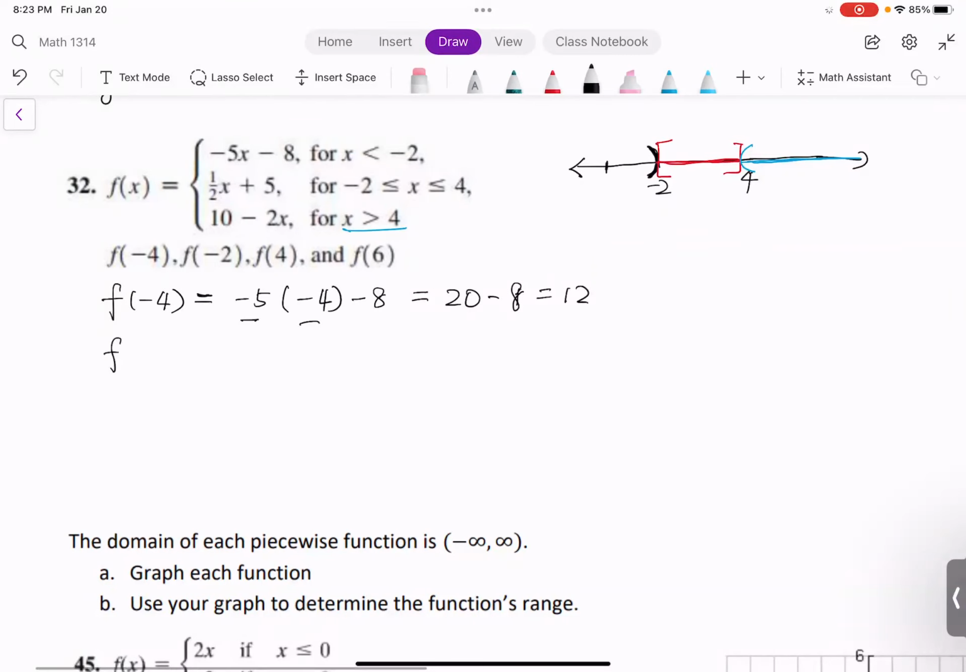Second one, the y value, f of -2. Where is -2? It is here, so it's in the second interval. That means we are using the second equation. The second equation is 1/2 times x plus 5. x is -2. 1/2 times -2 is -1, plus 5 is positive 3.